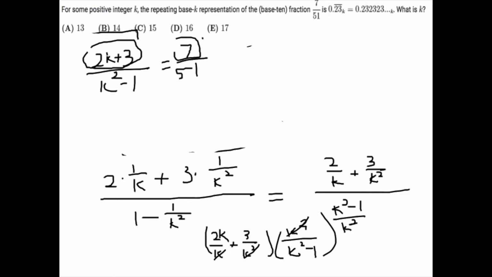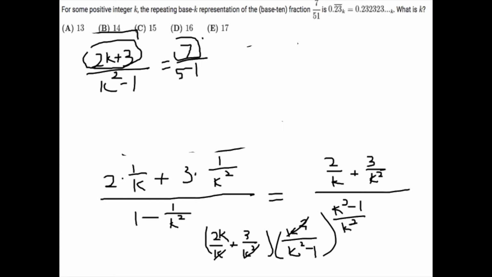So if we plug in 13 here, we get 2 times 13 is 26, plus 3 is 29, it's not a factor of 7. 14 times 2 is 28, plus 3 is 31, is not a multiple of 7. 15 times 2 is 30, plus 3 is 33, is not a multiple of 7. 16 times 2 is 32, plus 3 is 35, is a multiple of 7, so let's try that.